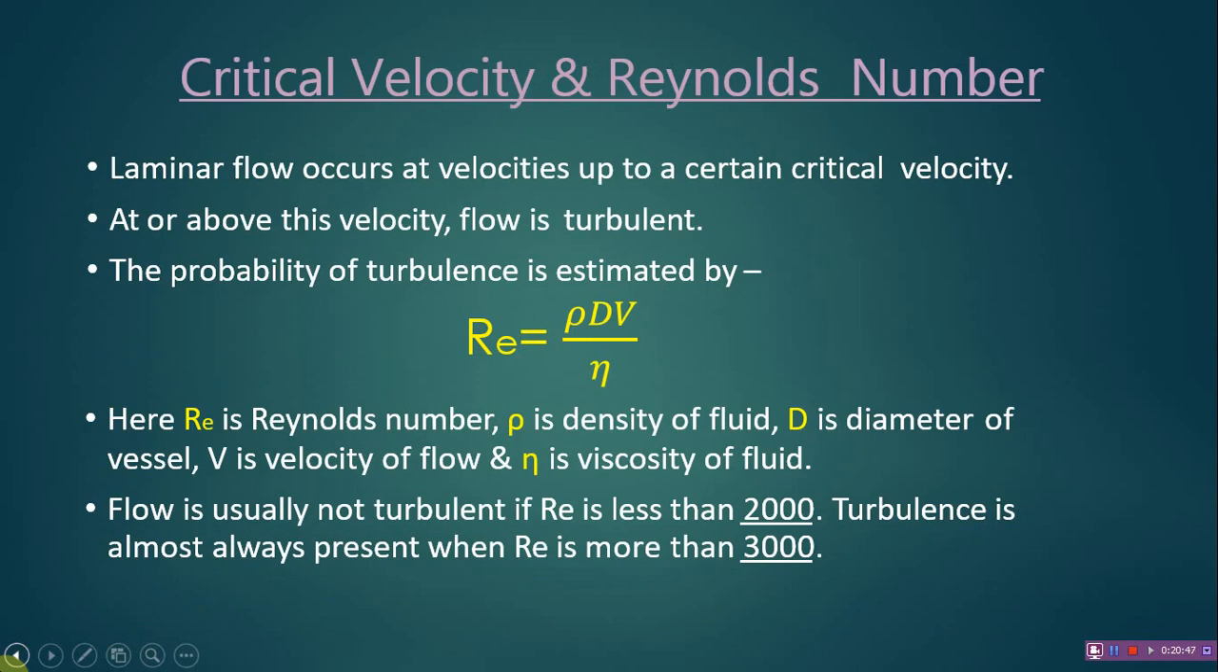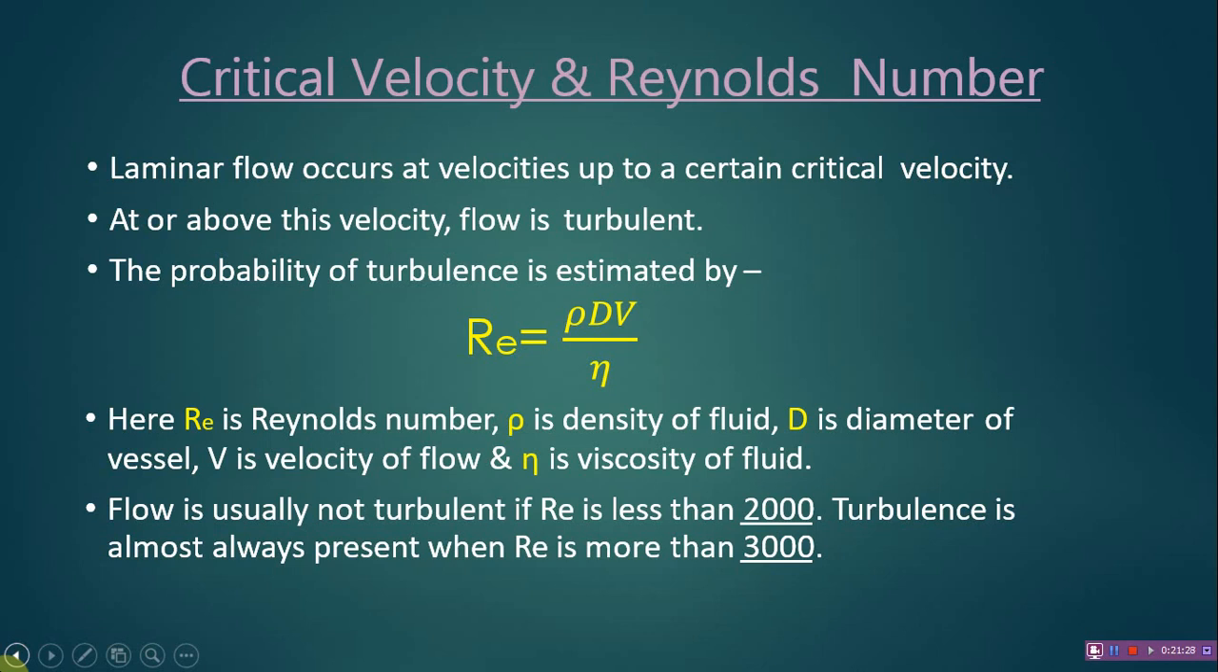Now we should know something about the critical velocity and Reynolds number. We have discussed the laminar flow, but actually the laminar flow occurs at velocities up to a certain critical velocity. At or above this velocity, flow is turbulent. Now the probability of turbulence, whether turbulence will occur or not, is estimated by the following equation. Re equals rho d v by eta, where Re is the Reynolds number, rho is the density of fluid, d is the diameter of the vessel, v is the velocity of the flow, and eta is the viscosity of the fluid.